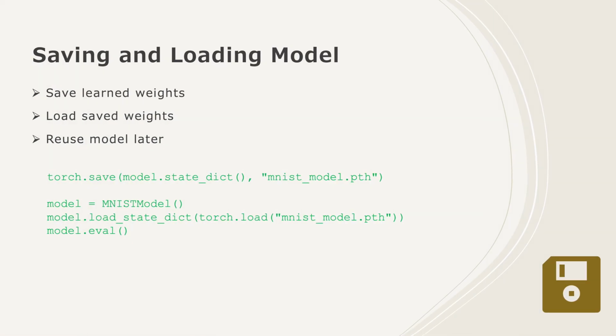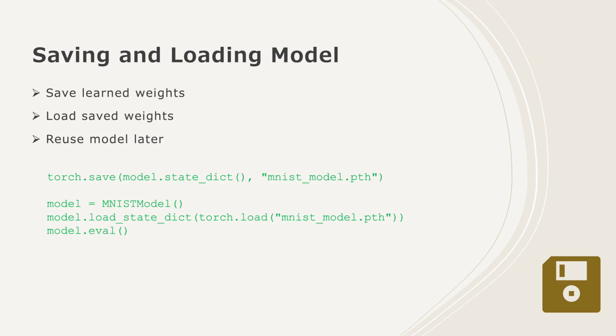In this section, we look at how to save a trained model and how to load it again later. When we save a model in PyTorch, what we are really saving is the set of learned weights. These weights are stored in what PyTorch calls the state dictionary. To save the model, we call the PyTorch save function and tell it two things. First, the model's state dictionary, and second, the name of the file we want to save it to. This creates a file on your computer that contains all of the trained weights.